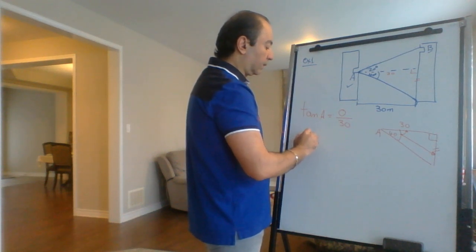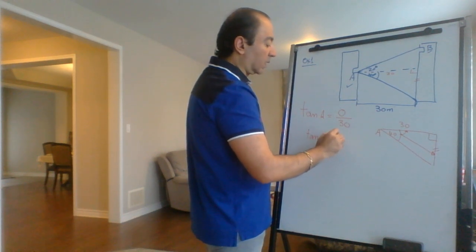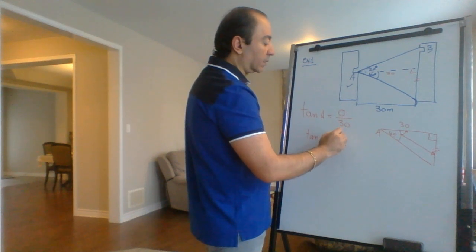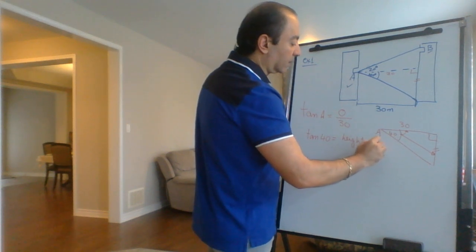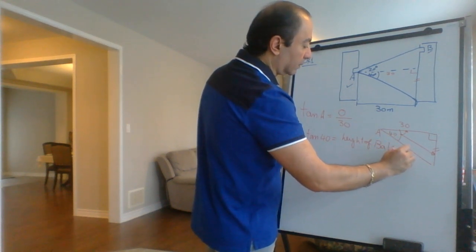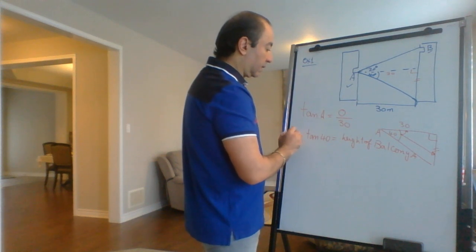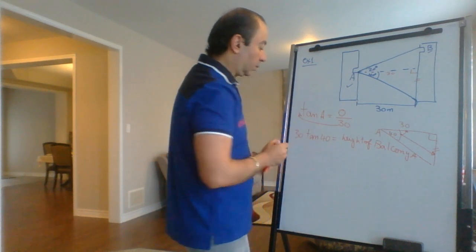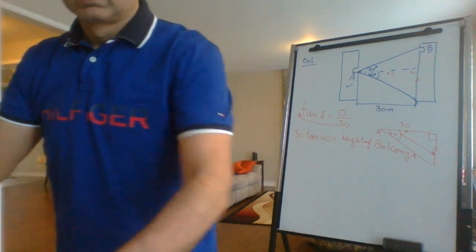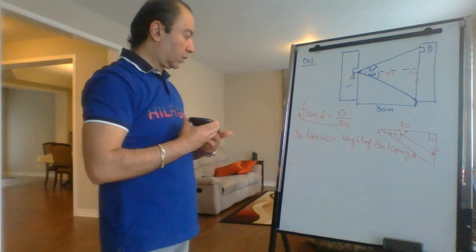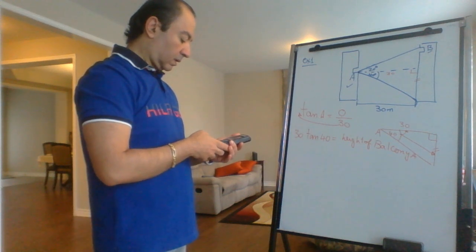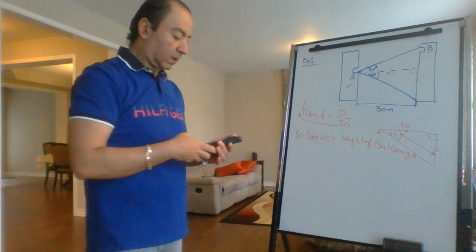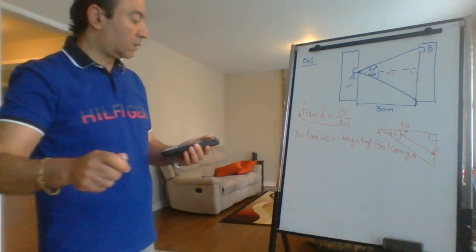So tan 40 equals the height of balcony A over 30. I just multiplied by 30 on both sides. If I do so, I will get 30 times tan 40, and our calculator is in degree mode.